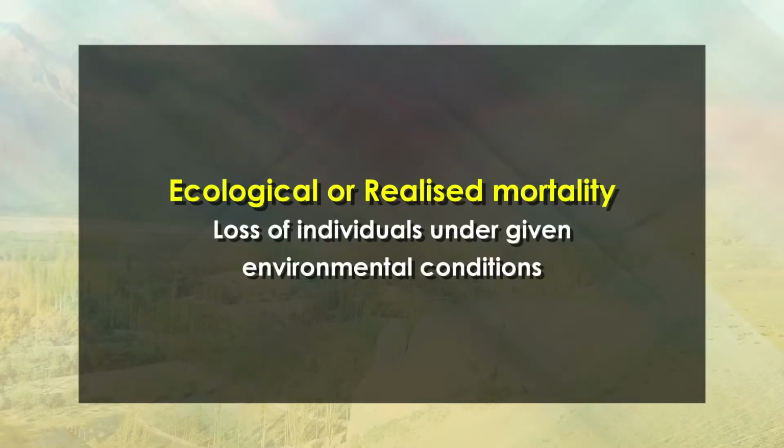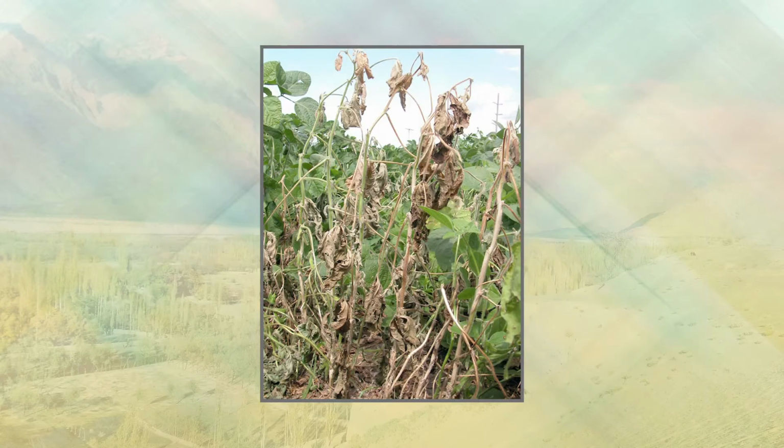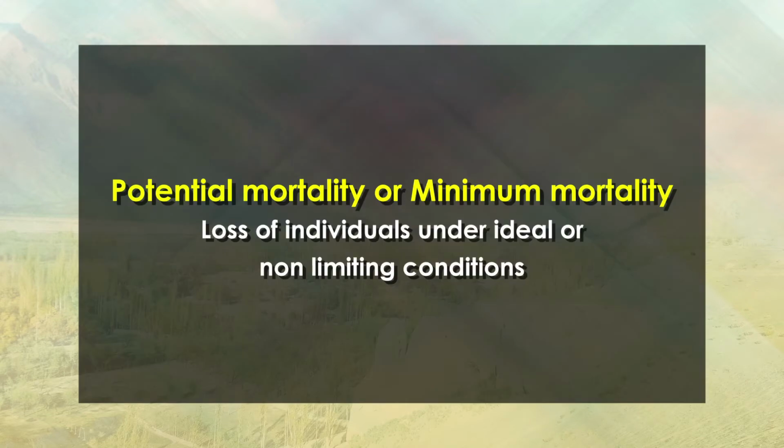Mortality can also be of two types: ecological or realized mortality. It is the loss of individuals under given environmental conditions. It's not constant but varies with population and environmental conditions. It decreases the population size and population density as well. Potential mortality or minimum mortality represents the loss of individuals under ideal or non-limiting conditions.